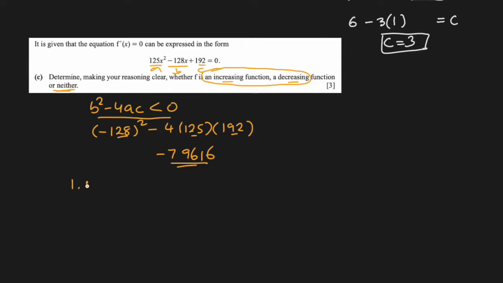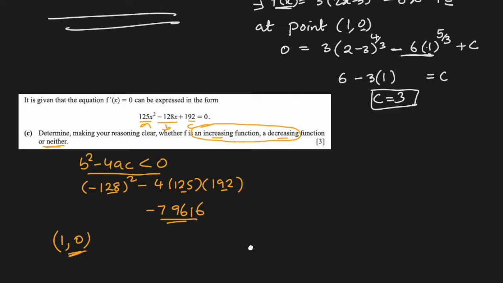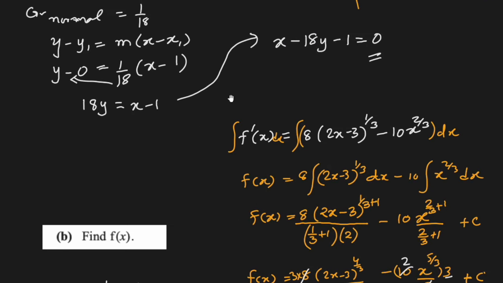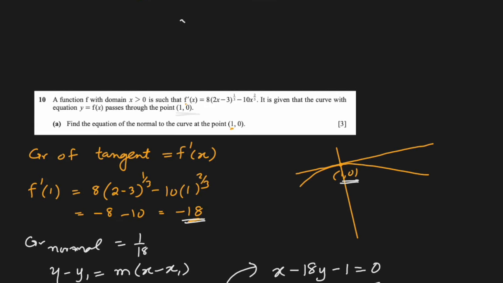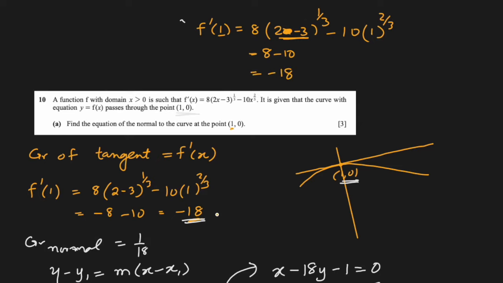Since we have been given (1, 0), a point on the curve, though we can use any x value because only x is the one which is in the function, but (1, 0) is given to us. We'll substitute 1 in the derivative of the function, and then we'll find it. So this was the derivative. So we can do f prime of 1, which will be 8 times (2 minus 3) to the power 1/3, minus 10 times 1 to the power 2/3. So this is minus 1 to the power 1/3, which is minus 1, so minus 8. 1 to the power 2/3 will be 1, so minus 10. Minus 18. We got this earlier also.